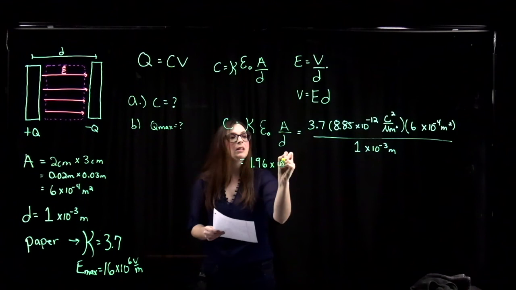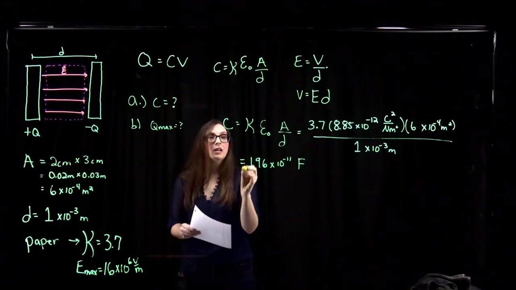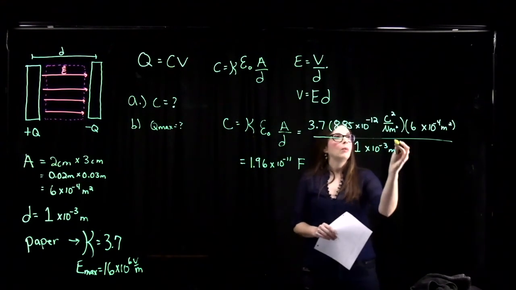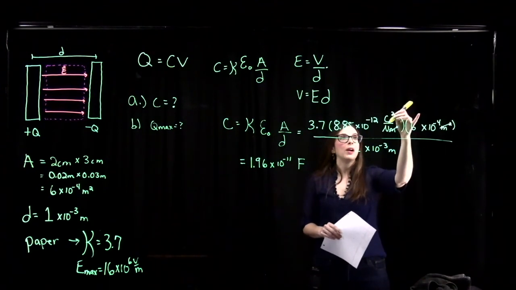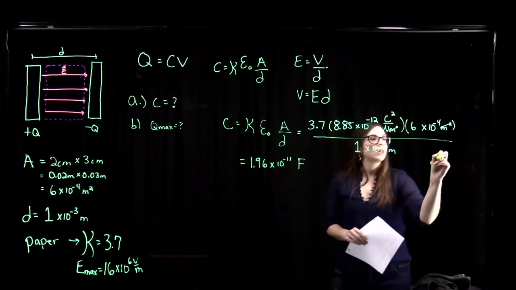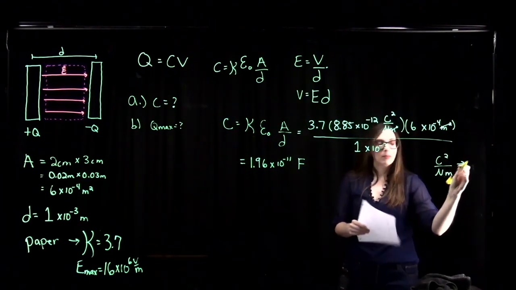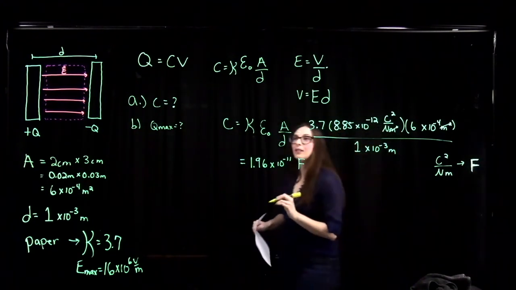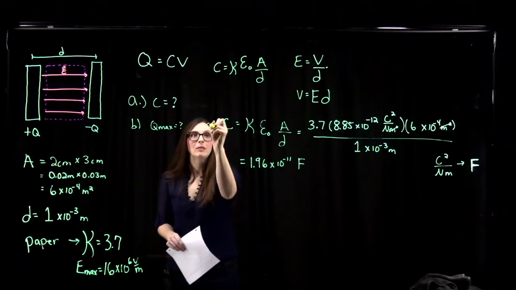Okay, so that gives us a capacitance of 1.96 times 10 to the minus 11 farads. So remember, the unit of capacitance is a farad. Where did that unit come from? Well, I've got a meter squared here. It cancels with this meter squared. And I've got a coulomb squared over Newton meter. So the unit is coulomb squared over Newton meter, which is also the same thing as a farad. There are many different ways that you can write the unit of farad, many different equivalent combinations, and that's just one of them. So that's part A.